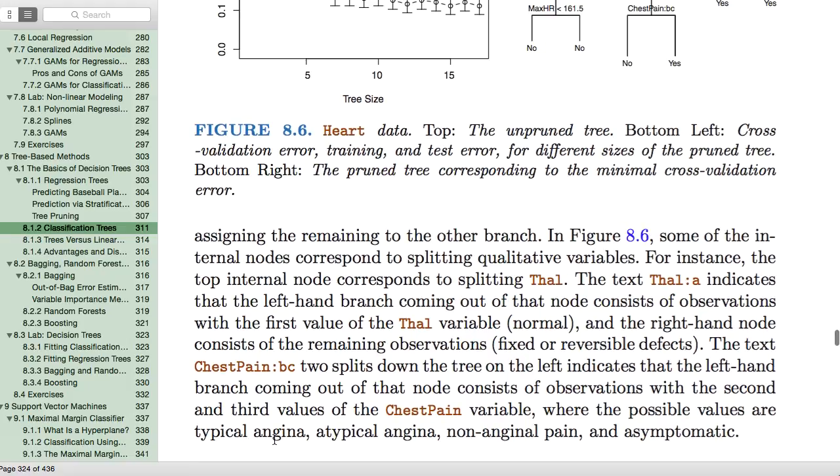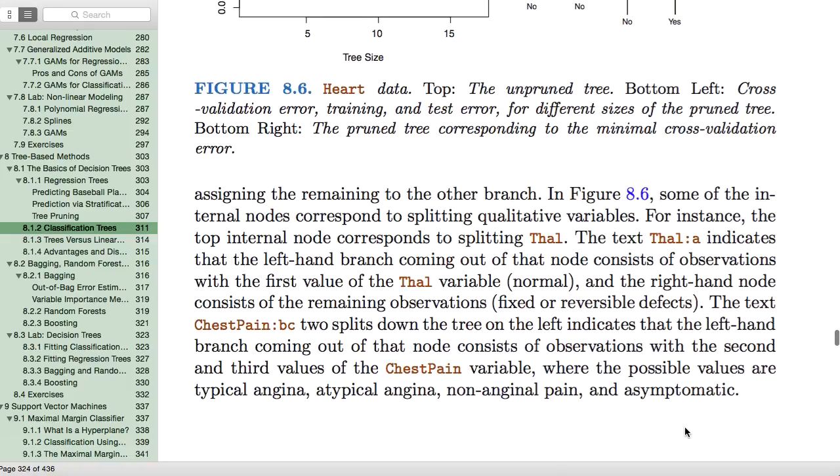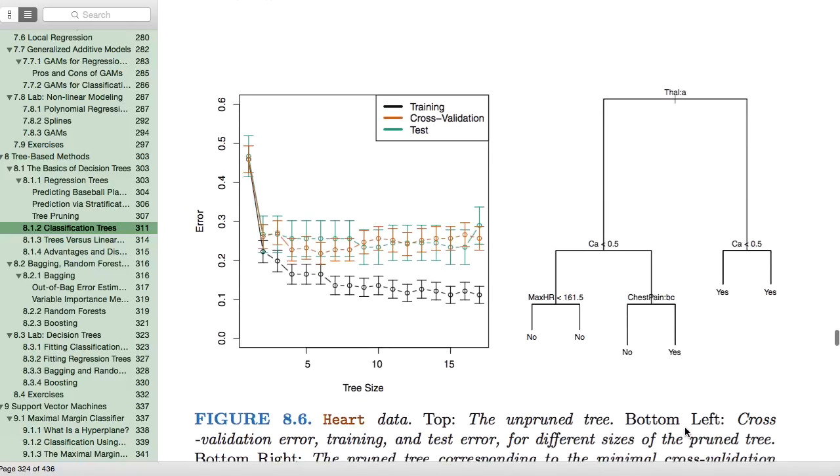Oh, okay, I see. So chest pain is one of these categories. This is a categorical variable: typical angina, atypical angina, non-anginal pain, and asymptomatic. Okay, so in any event, this is just an example of a classification tree.